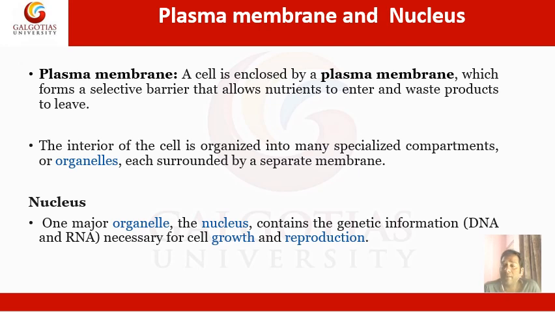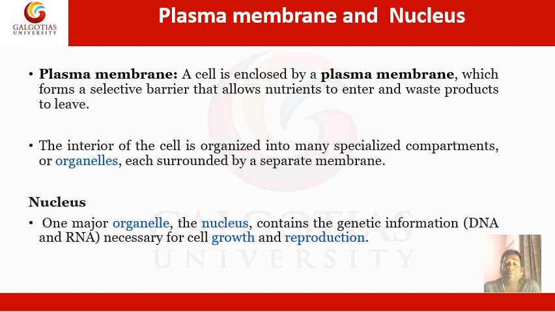Mostly the organelles get surrounded by a separate membrane. But there is the ribosome that does not have any separate membrane. They mostly have a proteinaceous covering over it. Now, another well-defined region inside the eukaryotic cell is the nucleus.